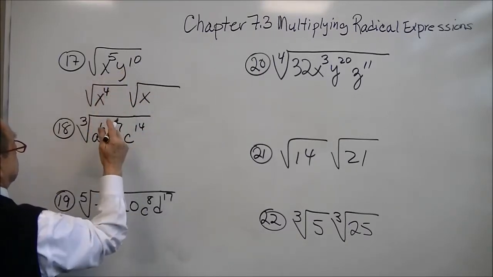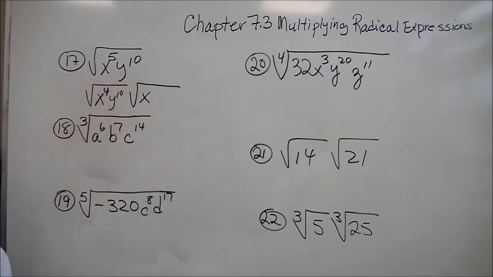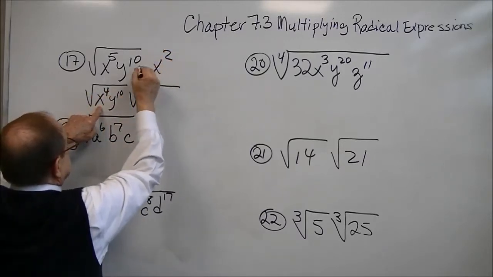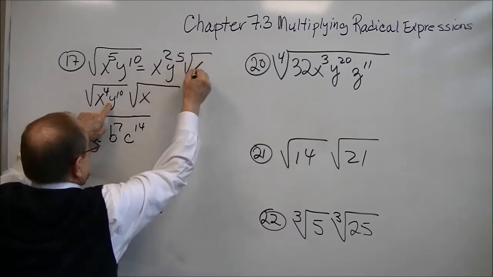And then this is y to the 10th. That's even, so that's perfect. So now we take the square root of this, just divide it by 2, x to the 2nd, y to the 5th, the square root of x.